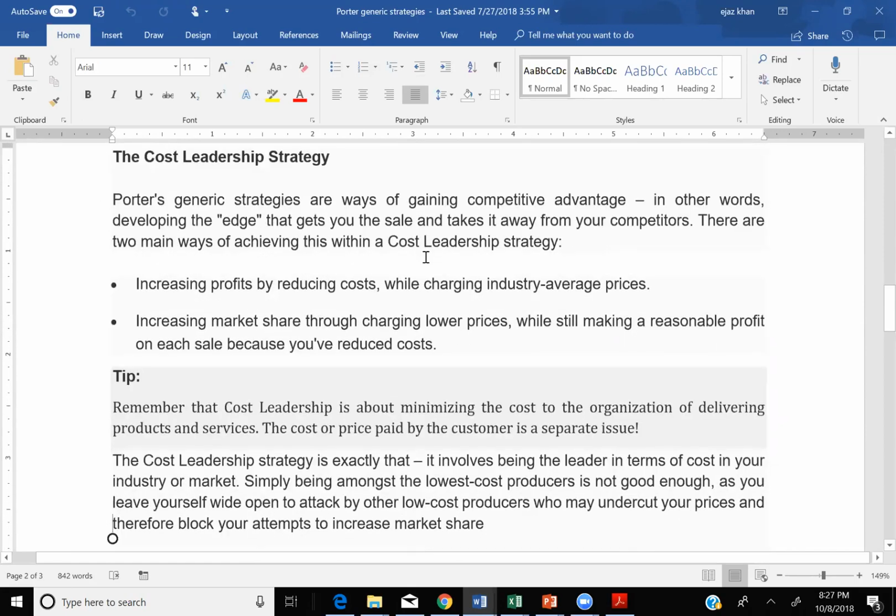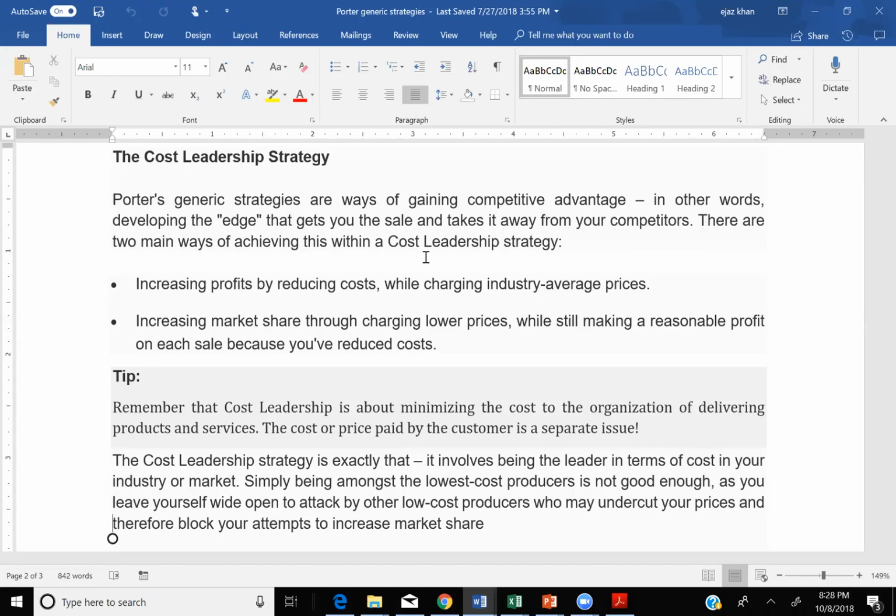So what is basically the cost leadership strategy? Well, a cost leadership strategy does not mean selling the products at a lower price. It's actually that the company wants to offer its products at competitive prices, and it also wants to maintain its minimum required profit. But how is that possible?